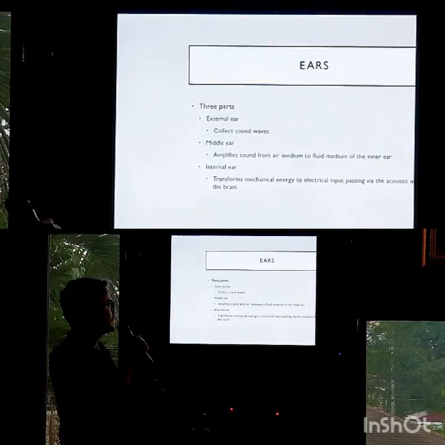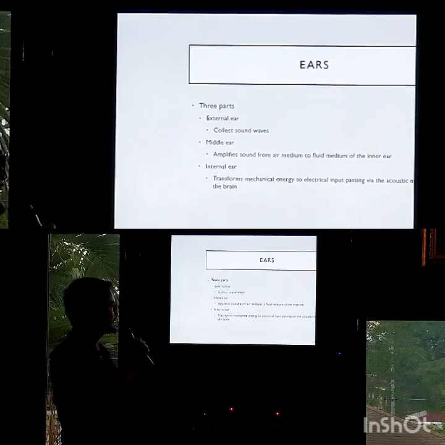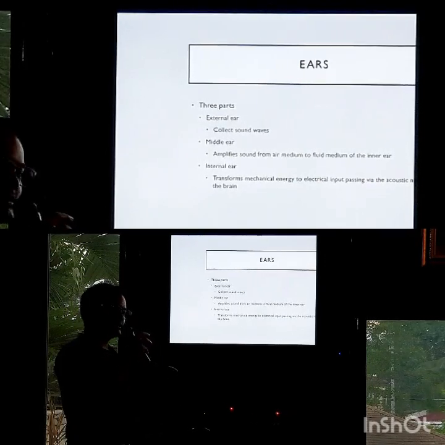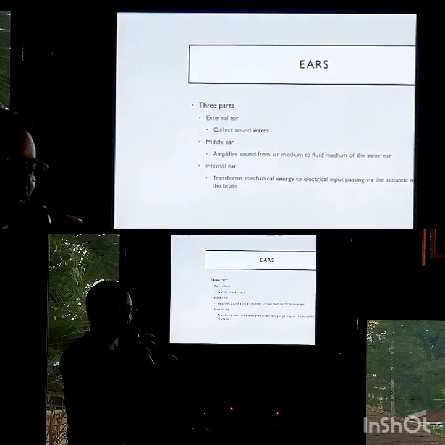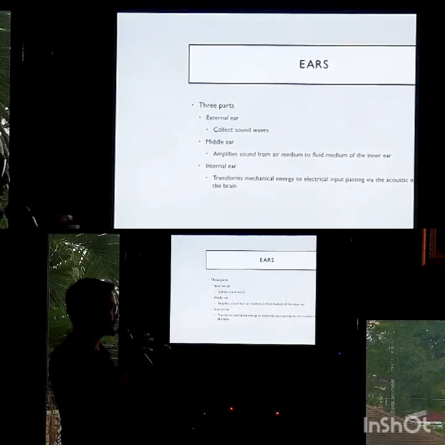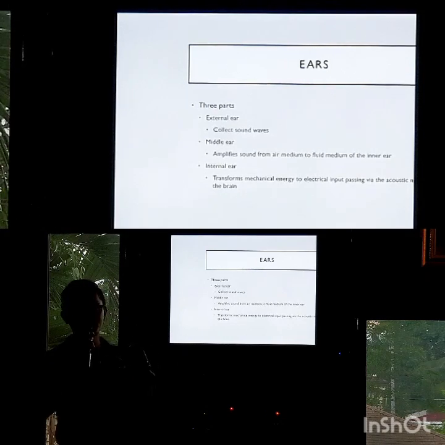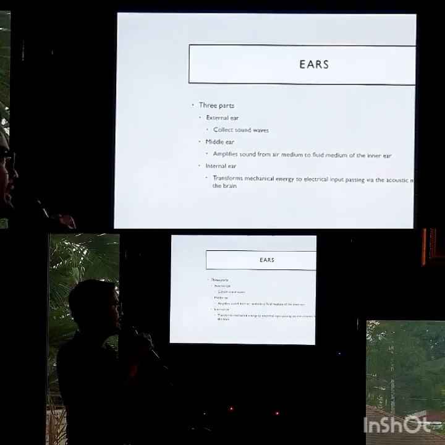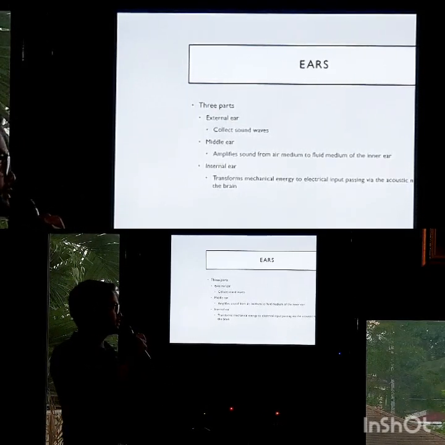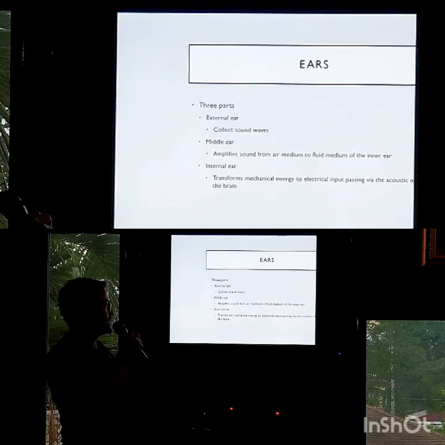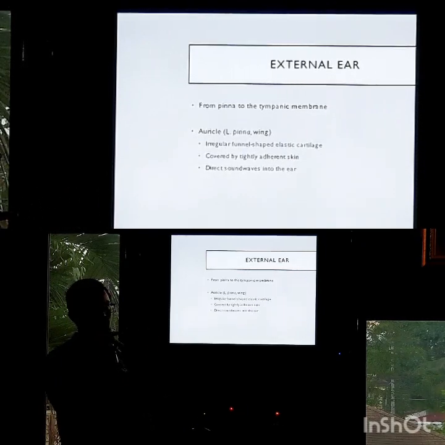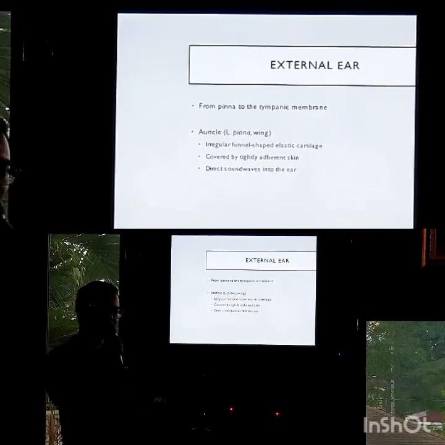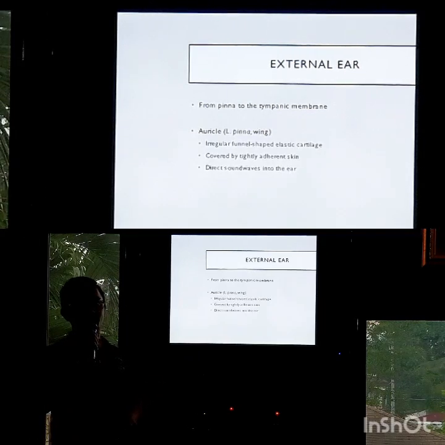So, the function of the external ear is it collects sound waves and transfers them to the middle ear. The middle ear amplifies the sound waves and makes sure that the transition from air medium to fluid medium is smooth, and the internal ear transforms this mechanical energy into electrical input passing via the acoustic nerve to the brain. So first, let's talk about the external ear. This will be quick. Just remember that the external ear is divided into three parts.